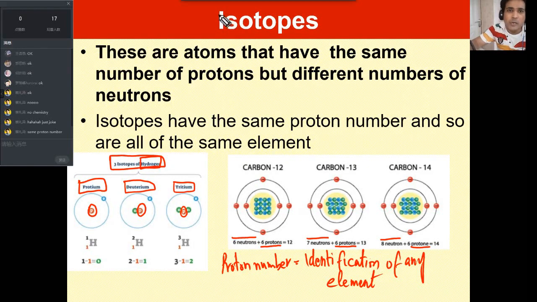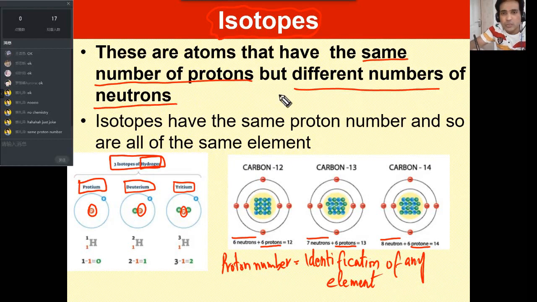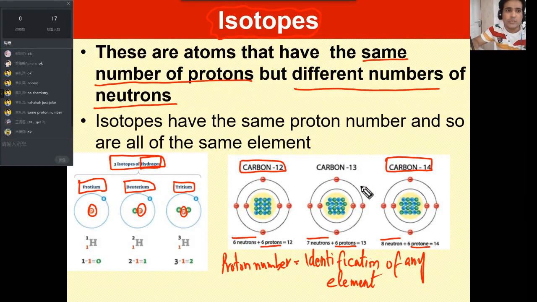So we call them isotopes. Isotope simply means that these are atoms of the same element. They have the same number of protons, but they have different numbers of neutrons. So we call them isotopes. Okay, that's the reason we give the name. This is carbon 12 and this one is carbon 14. So I hope it is clear to you. If this is clear, we go to the next one.